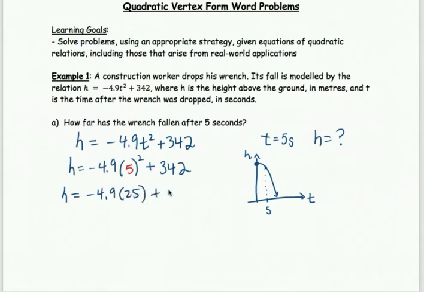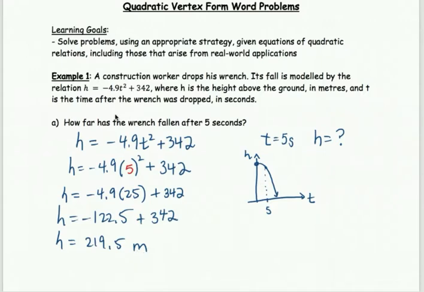Okay, so BEDMAS says brackets, exponents. All right, exponents are done. So now we have to multiply. So we're going to multiply these two together, and we'll get negative 122.5. And then the 342 as well. All right, and then last step, add them together. So negative 122.5 added to 342, and you end up with positive 219.5. Okay, and what is this? This is the height. Okay, so at 5 seconds, the height of the wrench is 219.5 meters in the air.